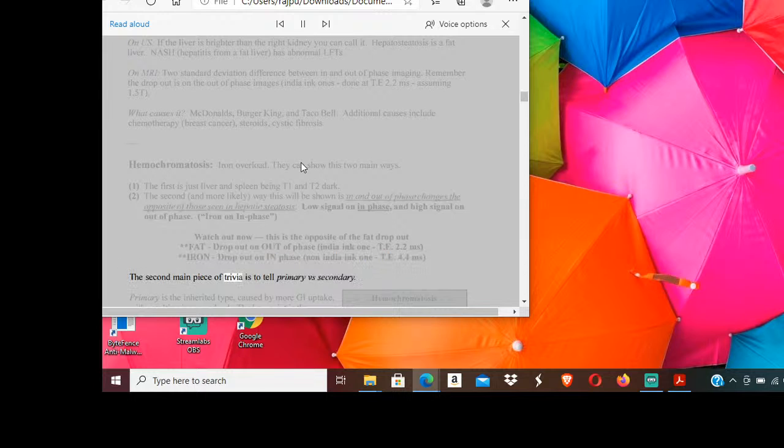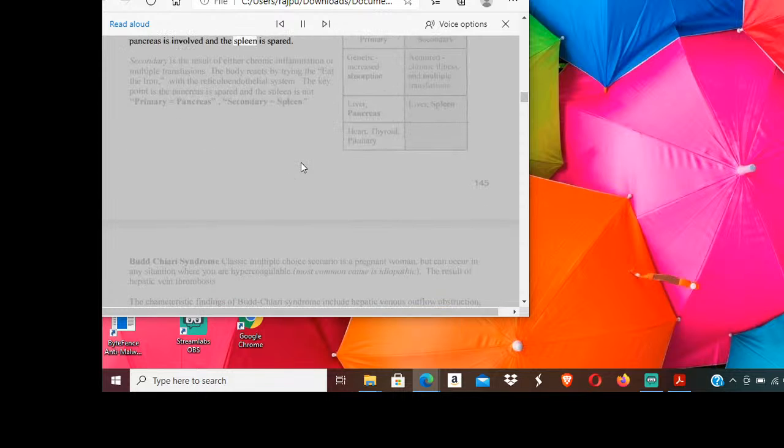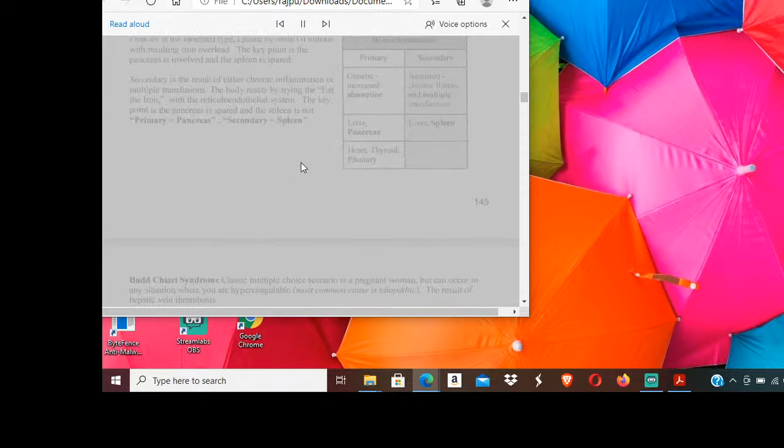The second main piece of trivia is to tell primary versus secondary. Primary is the inherited type, caused by increased GI uptake, with resulting iron overload. The key point is the pancreas is involved and the spleen is spared. Hemochromatosis. Secondary is the result of either chronic inflammation or multiple transfusions. The body reacts by trying to eat the iron, with the reticuloendothelial system. The key point is the pancreas is spared and the spleen is not. Primary equals pancreas, secondary equals spleen.